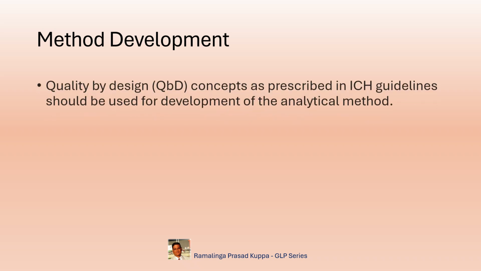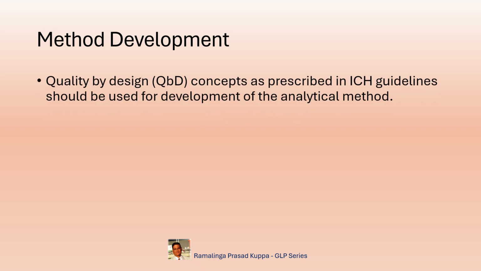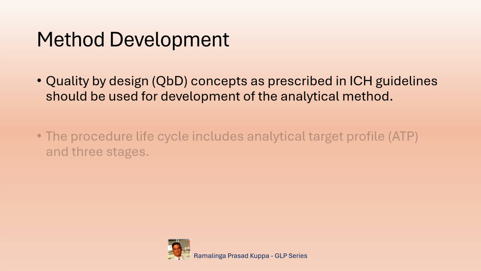Method development. Quality by design, that is QbD, concepts as prescribed in ICH guidelines should be used for development of the analytical method. This is a very important concept to understand. Quality is built in the design itself. The right design with appropriate controls will yield the successful method. ICH guidelines describe the requirements in an elaborate way. Developing the design space is one of the key requirements.